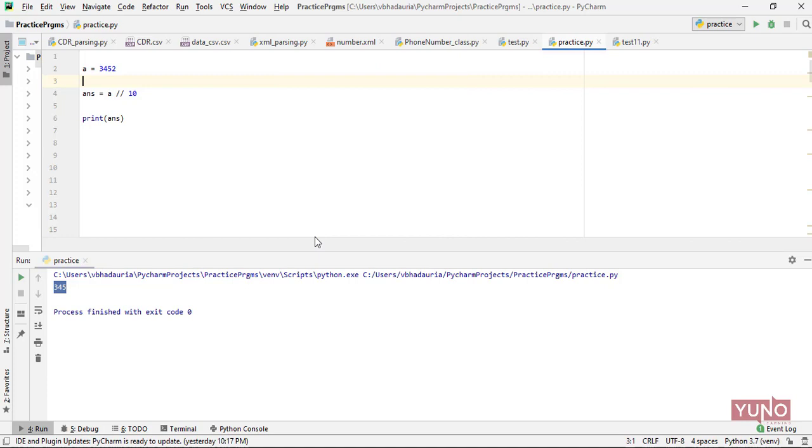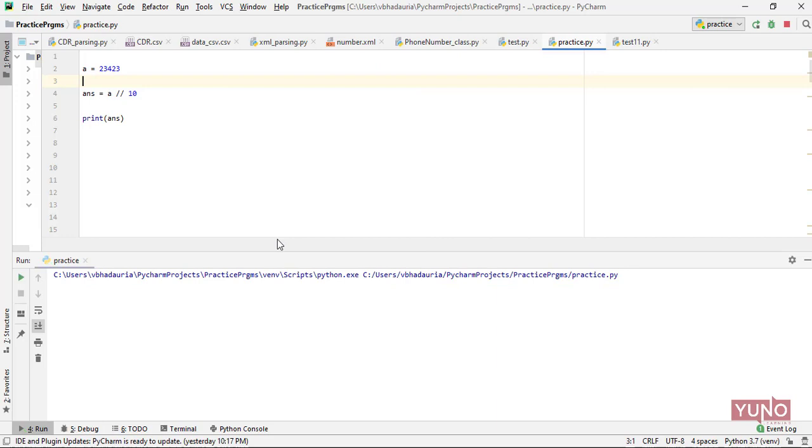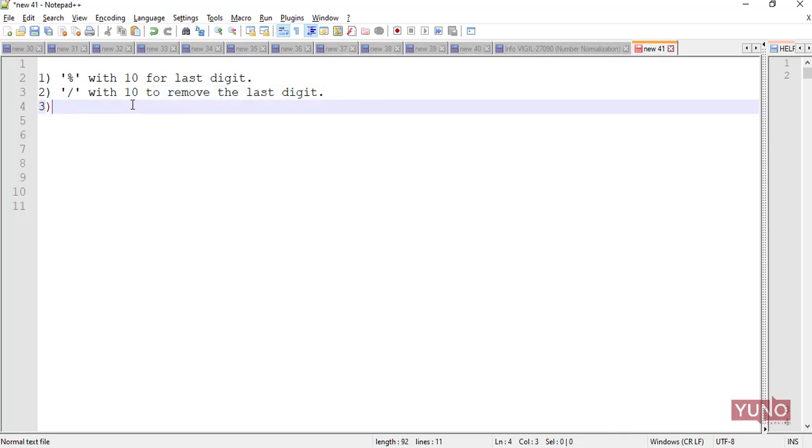I'll just run the program. You can check the output. Yes, correct, 345. And see, I will just change the number here. So don't be confused. Whatever your number is, irrespective of the number of digits, my answer should remove the last digit, and give all the digits except the last digit. So that's it. And I will tell you the last one.